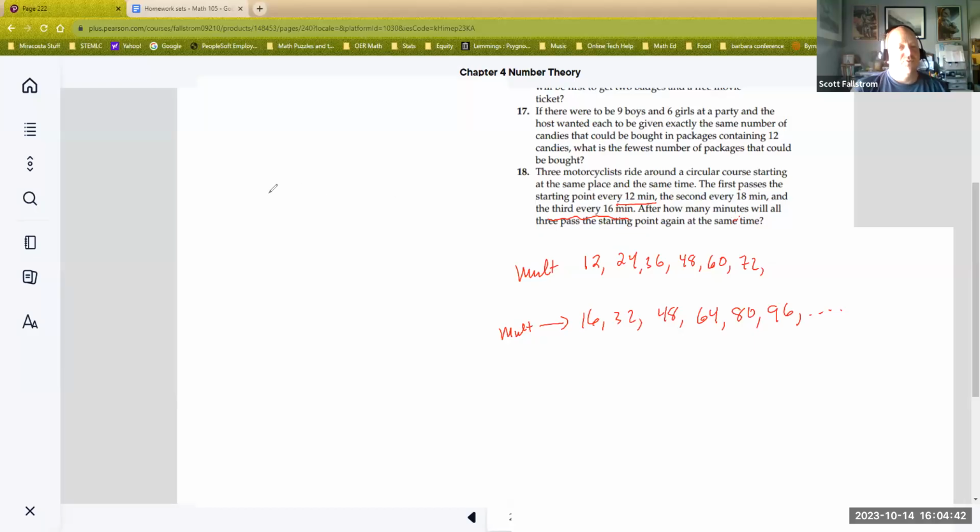Now, these three numbers are pretty small. If I was doing this, I know I'd be looking for how many minutes until all three pass the starting line again at the same time. It doesn't say what's the shortest amount of time, so I would be giving all of the answers for this one.